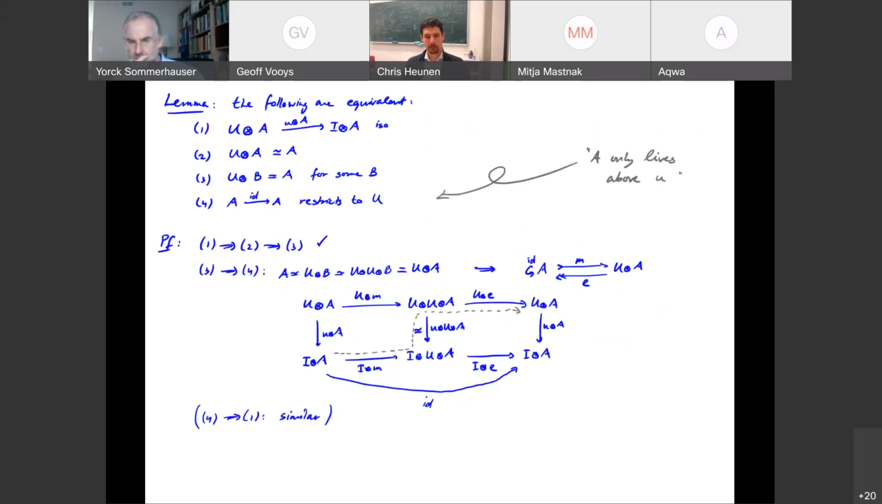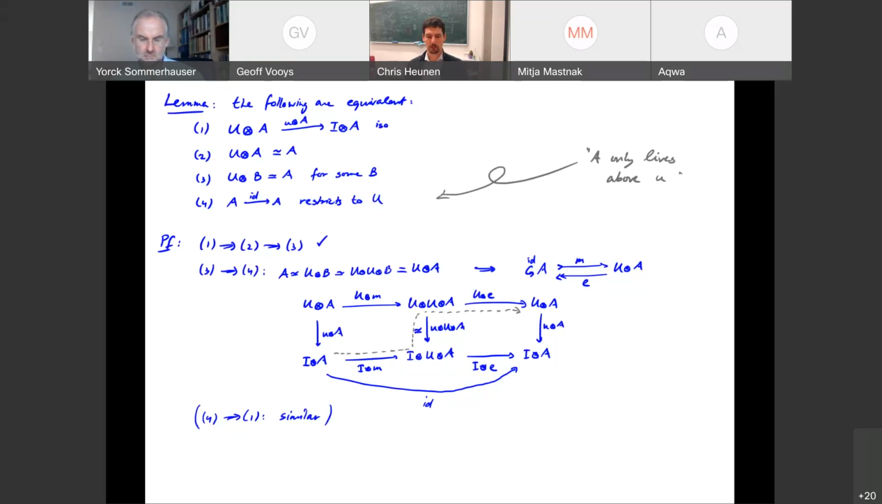So as a special case, you can ask, when does the identity on an object restrict to a central idempotent? So when does this object sort of only live over U? And you can prove that four things are equivalent, namely the identity restricts to U is the same as saying that U tensor that object is isomorphic to that object. That's number 2 here. And you can see it in various variations, 1 and 3.